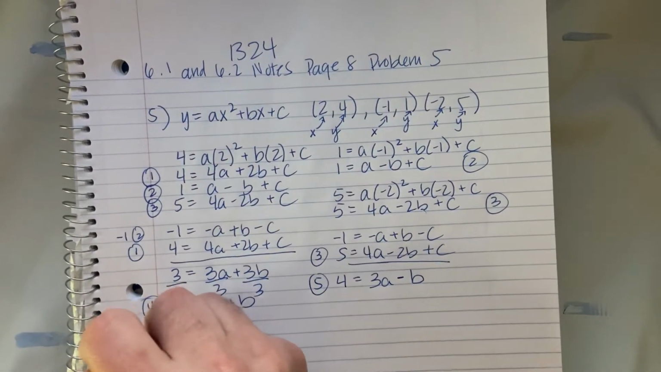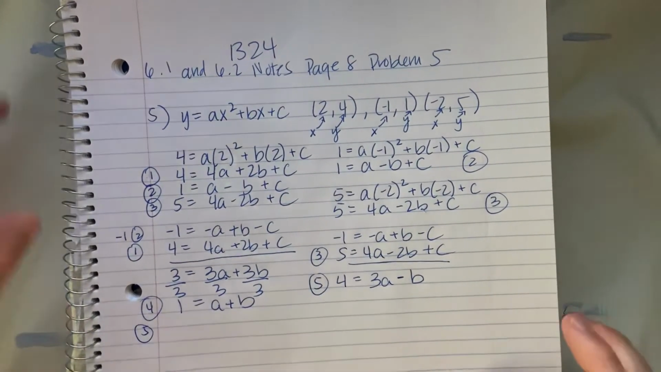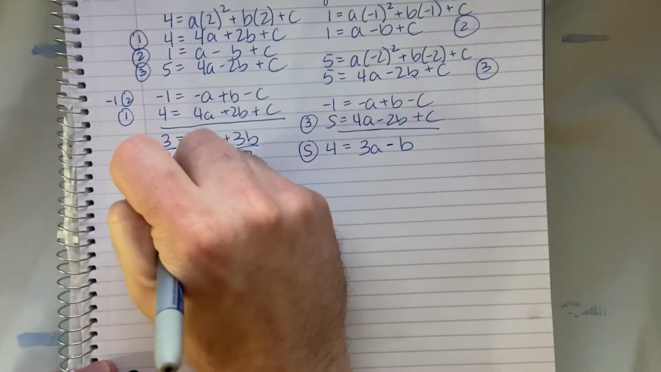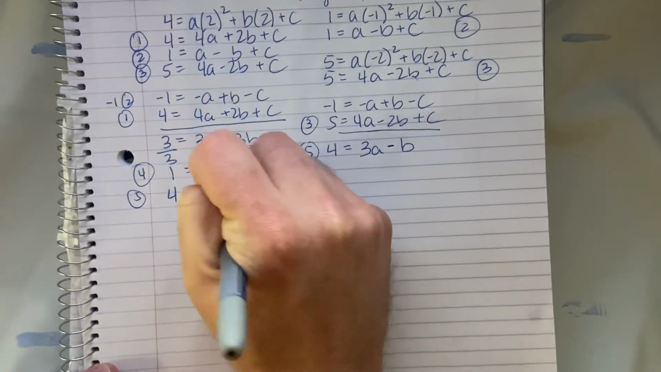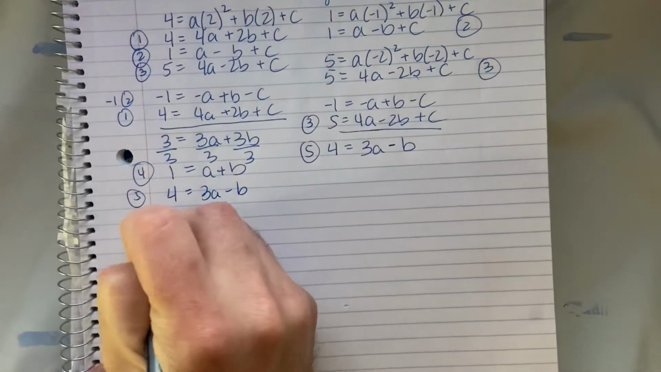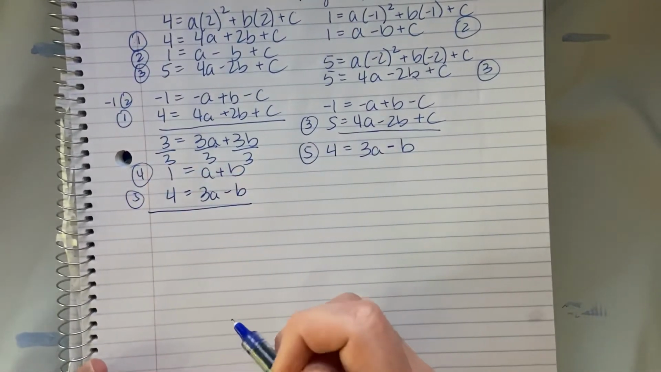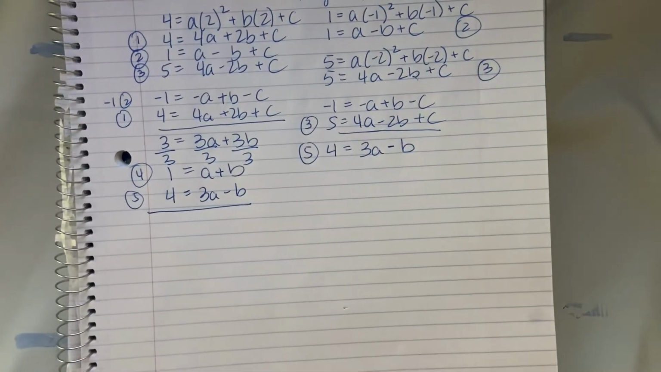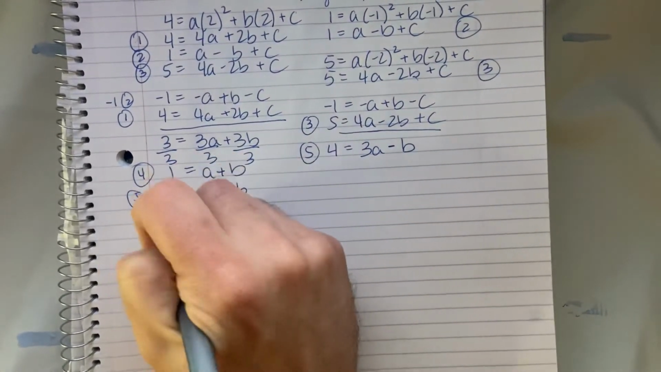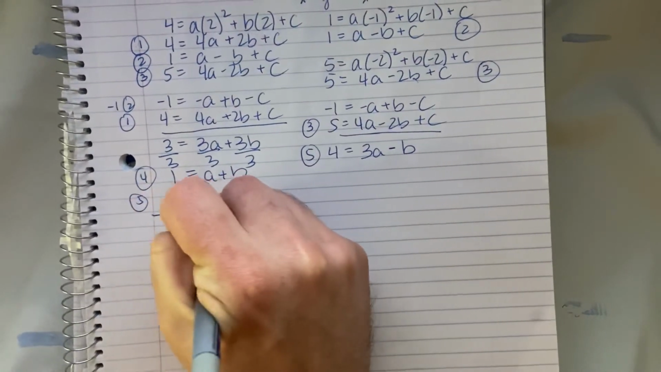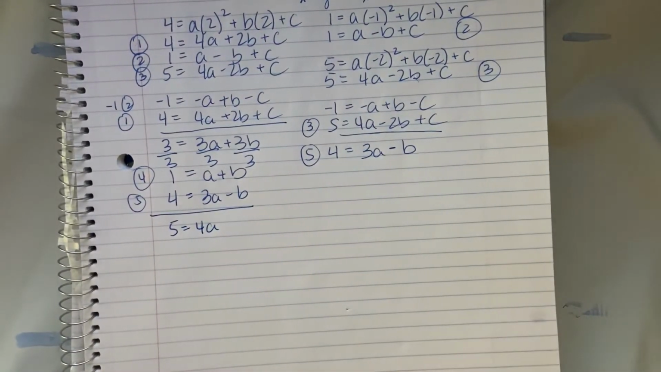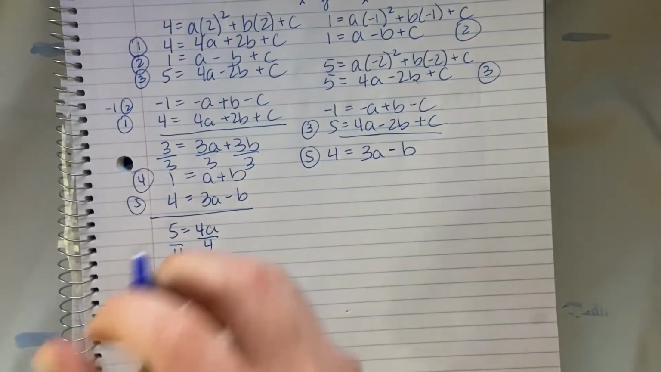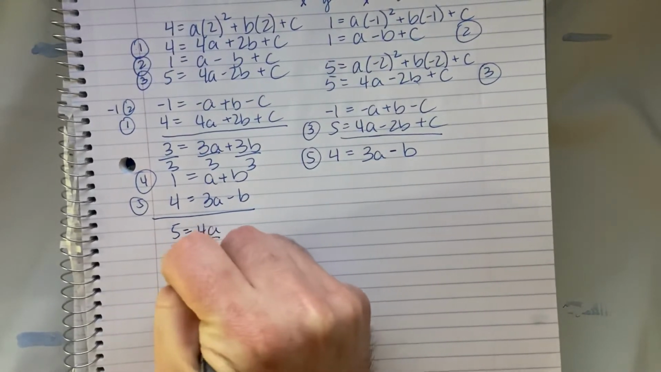So let me bring 5 down. Bring my 4 equals 3a minus b equation down. And let's see what happens when I combine these two by elimination. Now, lucky for us, our b's already match up perfectly. If they didn't, you may have to multiply one by something. We get 5 equals 4a, and then the b's cancel, which means what is a? Divide both sides by 4. You get a equals 5/4.